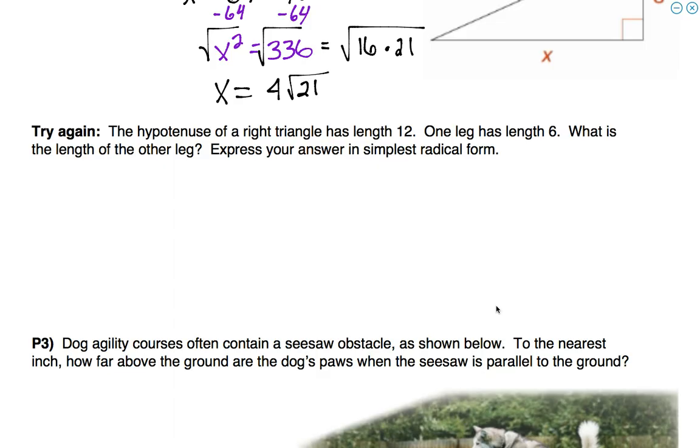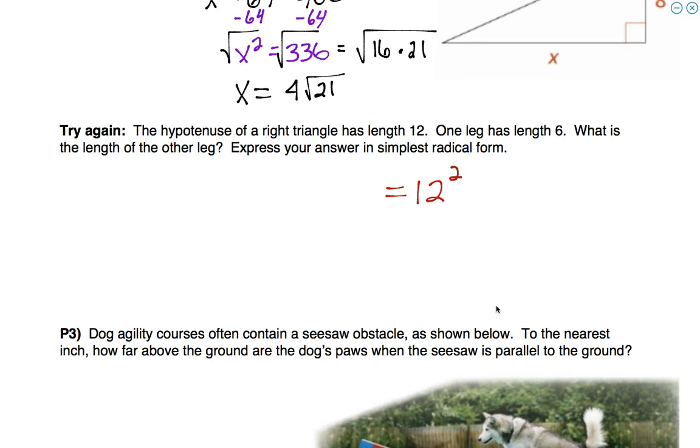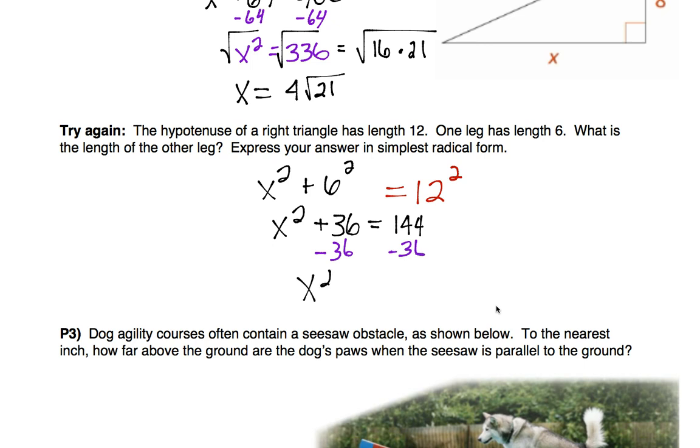The hypotenuse of a right triangle has a length of 12. One of the legs has a length of 6. What is the length of the other leg? So x squared plus 36 equals 144. We're going to subtract the 36 from both sides. 144 minus 36 is 108.